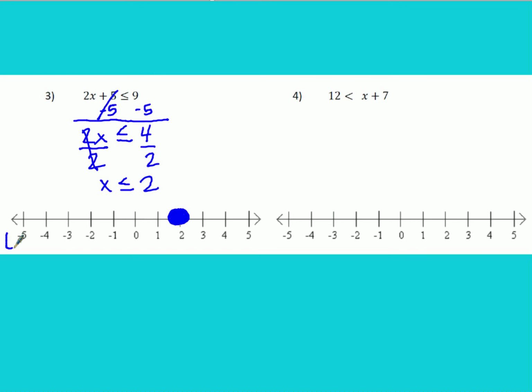I'm going to put my L and my G to decide which way I need to shade. And the little side here is facing our variable. So we'll be shading towards the L this time. I'm just going to fill in that whole side. And if we go ahead and check any of these numbers, I'm going to use 0 here. 0 less than or equal to 2. Yes, that's true. 0 is less than 2. So this is a true statement and we shaded correctly.